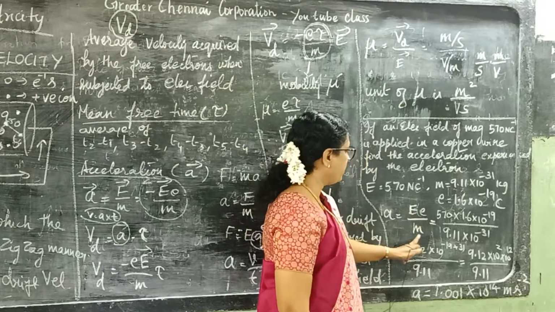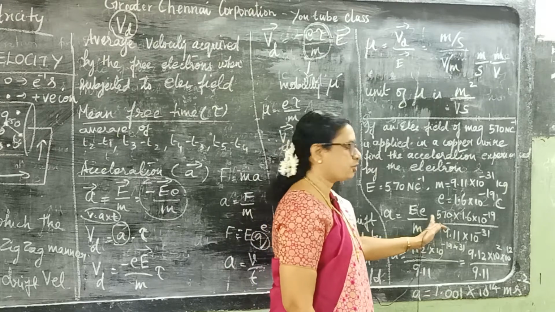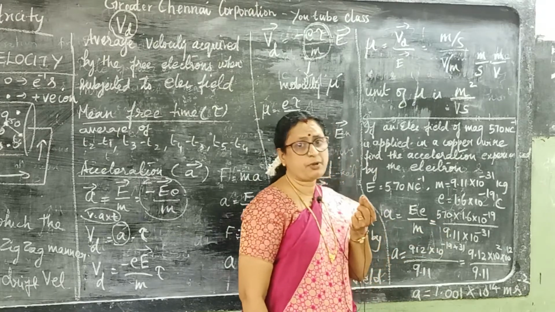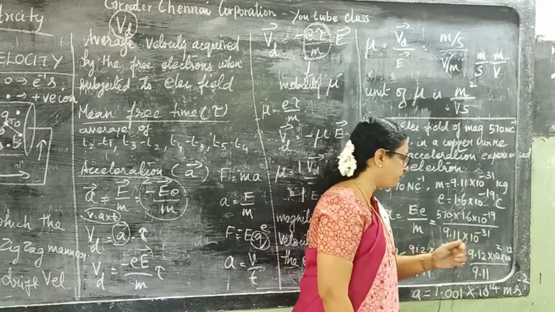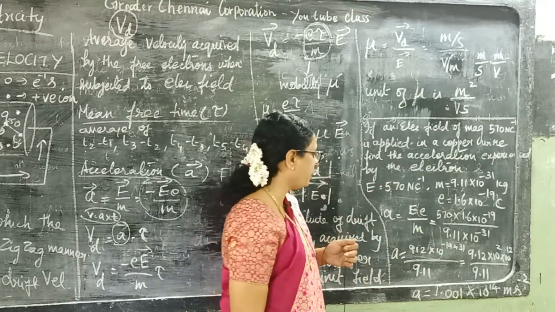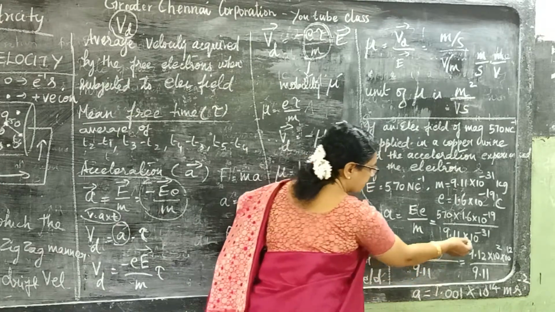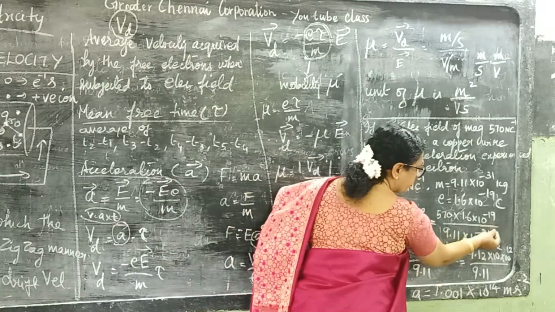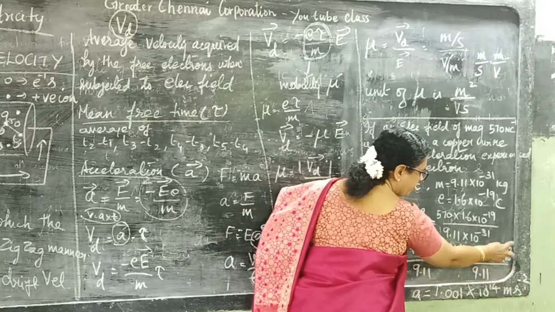Now the charge of the electron and the mass of the electron, you have to remember, children. The charge carried by one electron is 1.6 into 10 power minus 19 Coulomb, and the mass of the electron is 9.11 into 10 power minus 31 kilogram. Substituting all these values, see this 10 power minus 31, if you bring it to the numerator, minus 19 plus 31, how much? 12, 10 power 12.